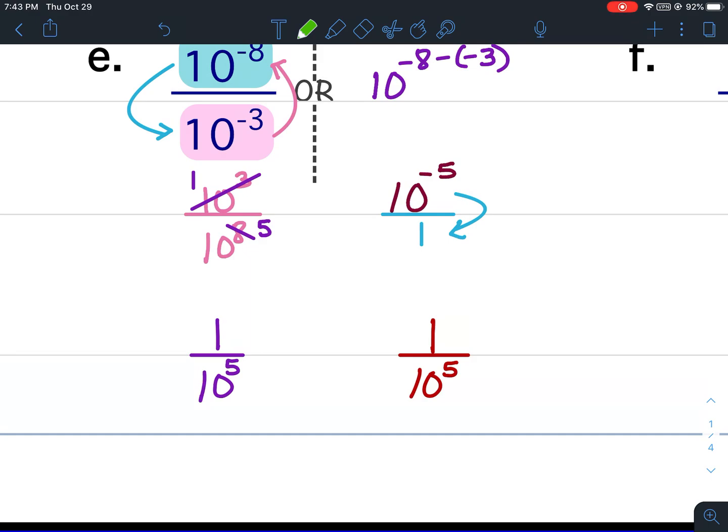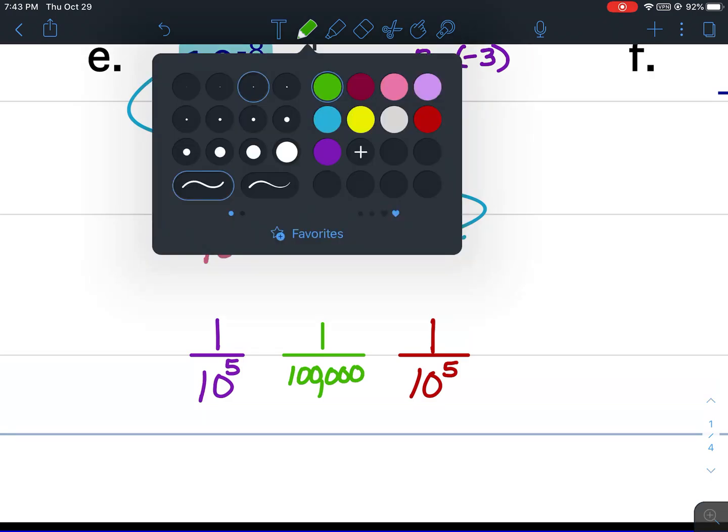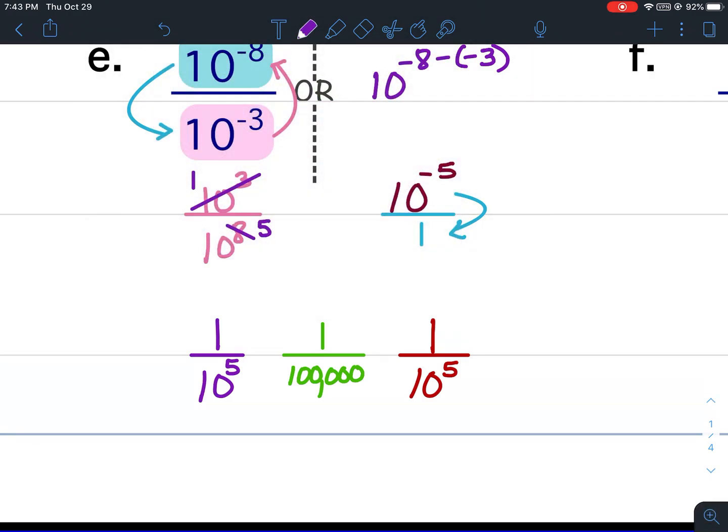So my final answer would actually be, I hope I have enough room to write this here. Remember, when you take 10 to an exponent, the exponent is how many zeros there should be. So there should be 1, 2, 3, 4, 5 zeros. So it'd be 1 over 100,000. Go ahead and box this whole thing.